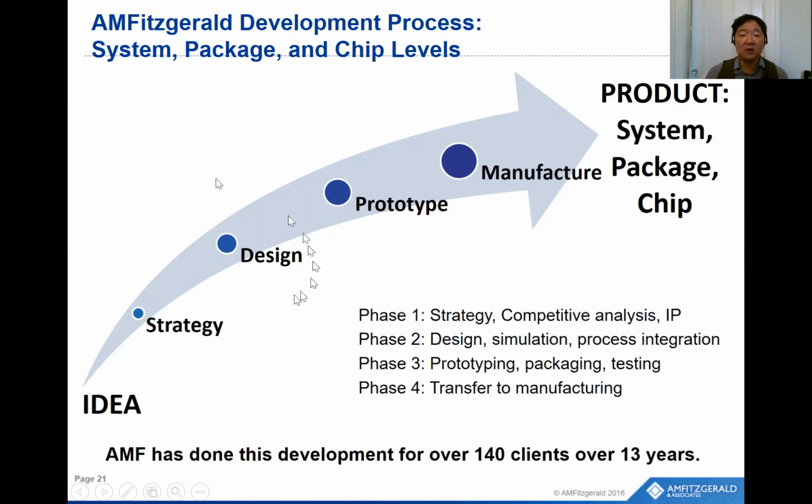Once this homework is done, we then go into a design stage. We can, for example, design a device that has an advantage in the market or has freedom to operate. We would also design the manufacturing process at the same time. They kind of go hand in hand. And then we would finally start prototyping your device. After that, we would help you find a manufacturing solution. For a system, it would be an assembly house. For a package, it would be a packaging house. For a chip, it would be a semiconductor factory. We've done this process now with 140 clients over 13 years, and so we have some deep experience here.